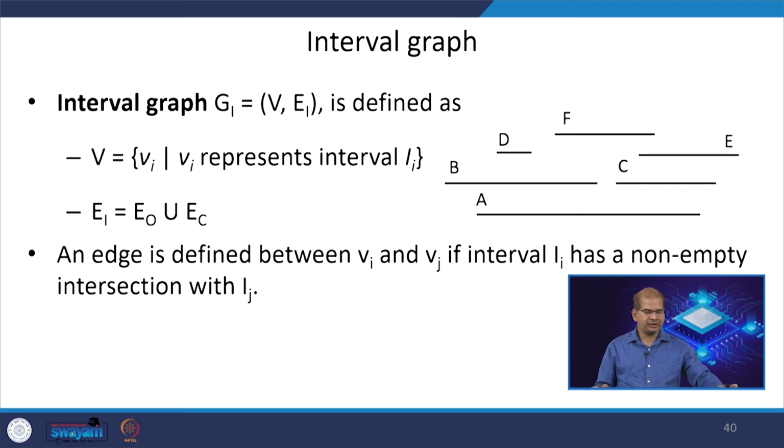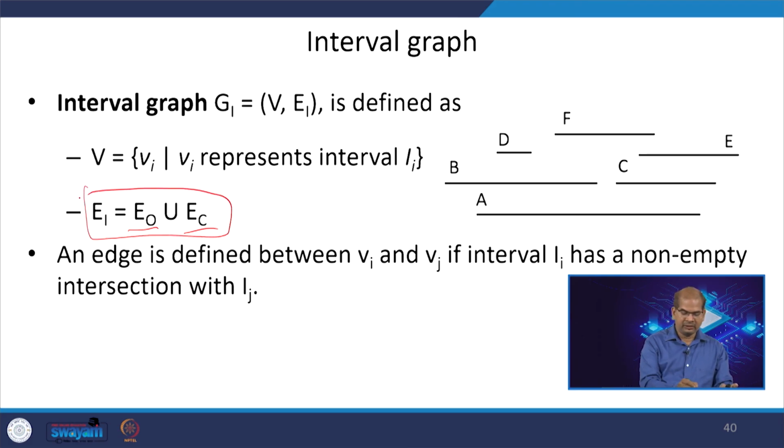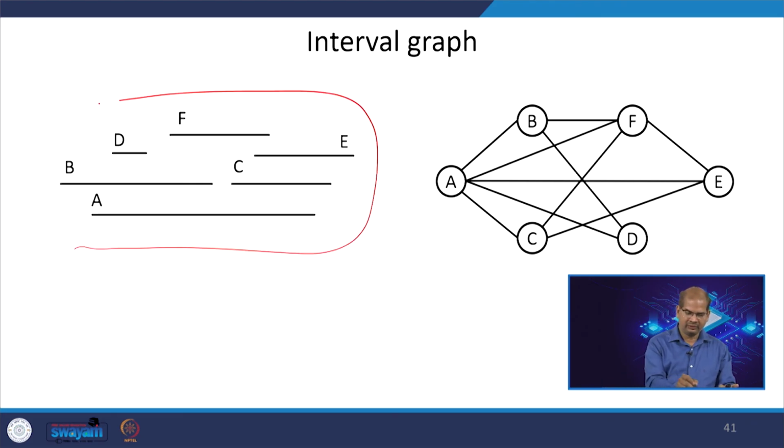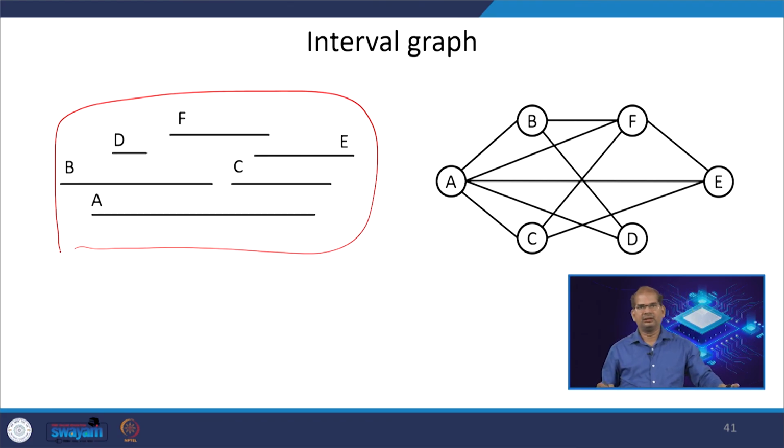Then you have the interval graph. The interval graph is basically the union of the overlap graph and the containment graph. An edge is defined between V_i and V_j if interval I_i has a non-empty intersection with I_j. So, if you have E_I equal to E_O union E_C, then E_I is our interval graph. This is an example of an interval graph, and this is the set of lines, and this is the corresponding interval graph.